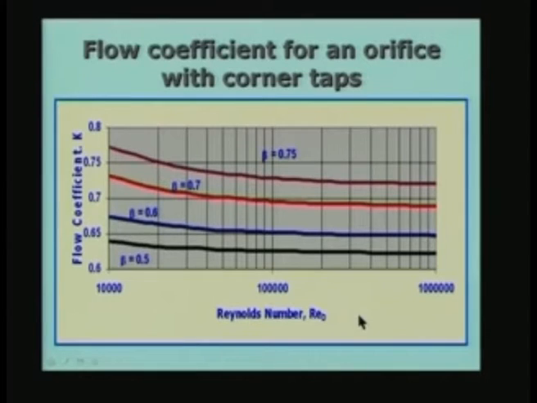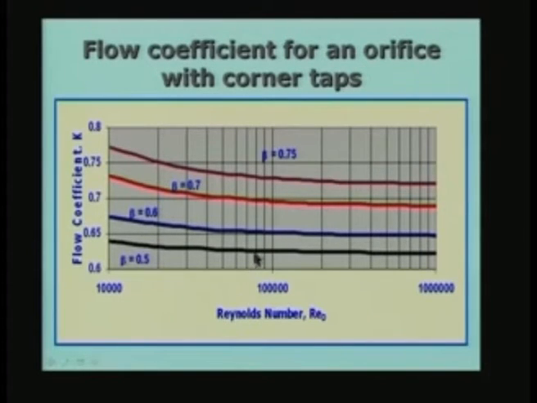So what we see here is very interesting. The flow coefficient is almost constant for values of Reynolds number greater than about 10 to the power of 5. So if in a particular installation the Reynolds number in the pipe is more than 10 to the power of 5, you can use a constant value for CD, and that is the advantage of that.